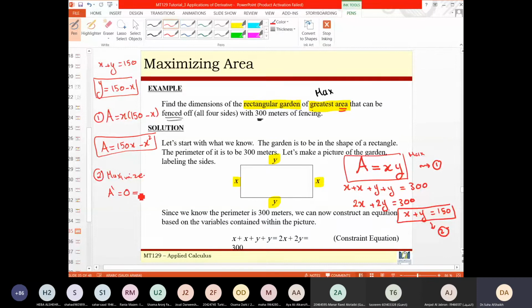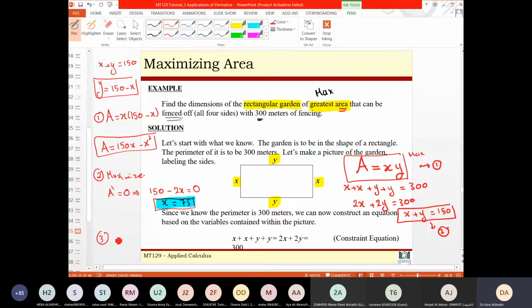What is my A dash? It is 150 minus 2x equal to 0. Solve it. This gives me x equal to 75. Great, I got my x.